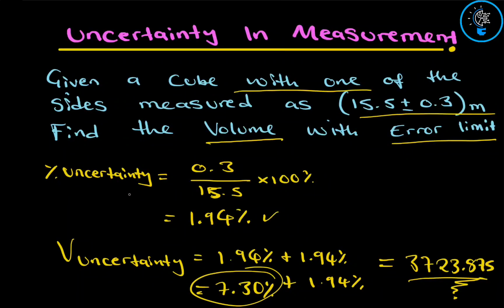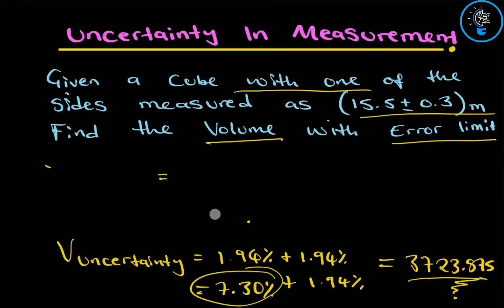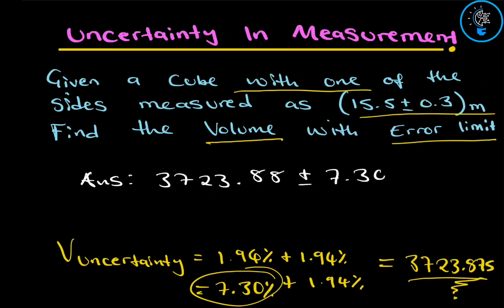So now we can write our answer this way. Let's get rid of these things. We can say our answer will be written as 3723.88 plus or minus this particular value of uncertainty. Don't forget this was in what? Meters. So that's how you can write your answer.